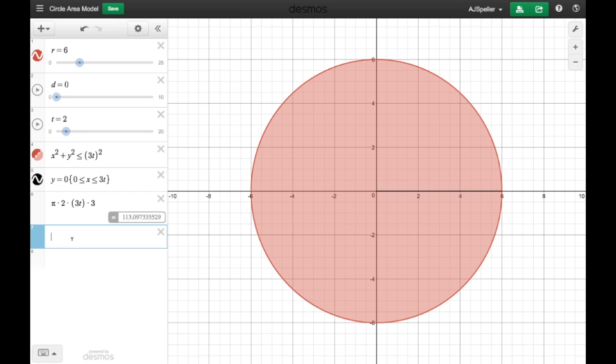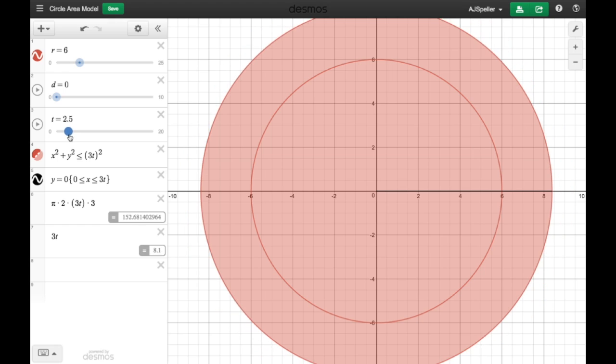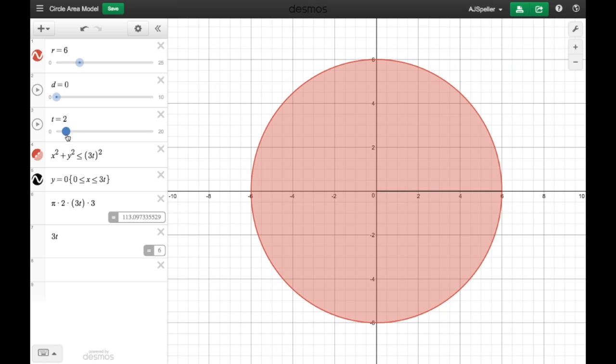Or what we could do is put in 3t, since the radius is 3 times t. Once we move this around and we see that this value here is at 6, then we know to stop. So I can come back, and when it comes down to 6, I know that I'm exactly on top of that radius at 6, and then I have a decimal equivalent of the area. We said the area was 36 pi, so let's type in 36 pi and see if those are equivalent, and we see that they are equivalent.